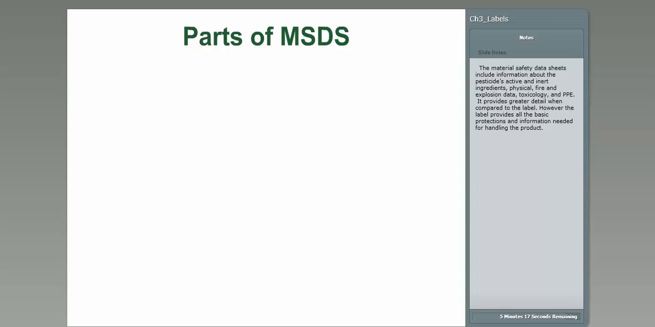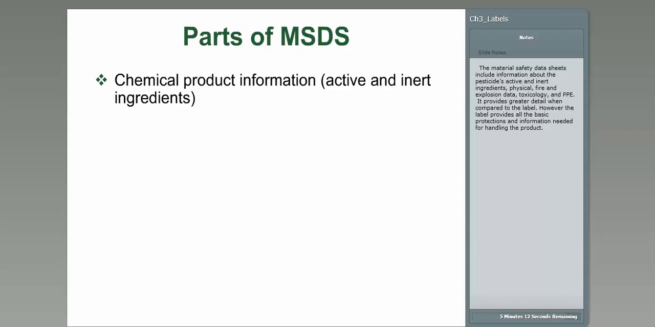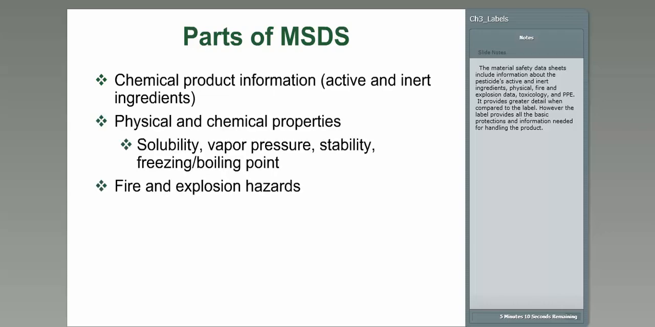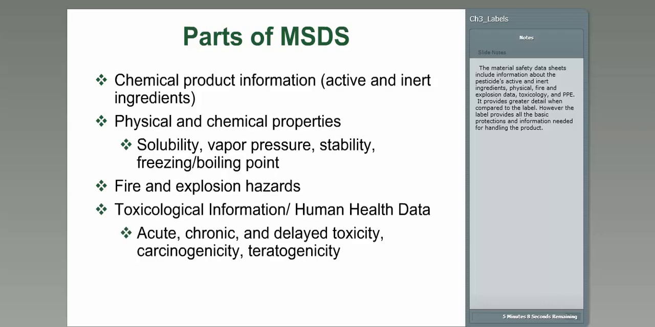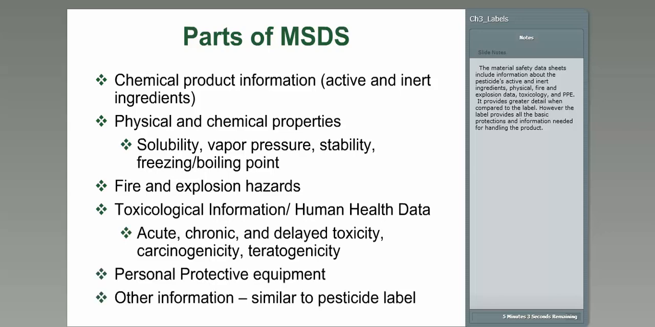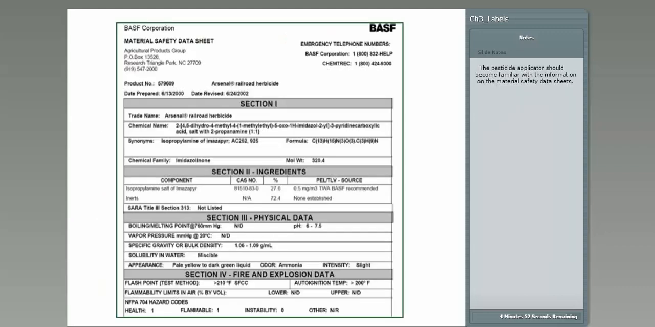The material safety data sheets include information about the pesticide's active and inert ingredients, physical, fire and explosion data, toxicology, and PPE. It provides greater detail when compared to the label. However, the label provides all the basic protections and information needed for handling the product. The pesticide applicator should become familiar with the information on the material safety data sheets.